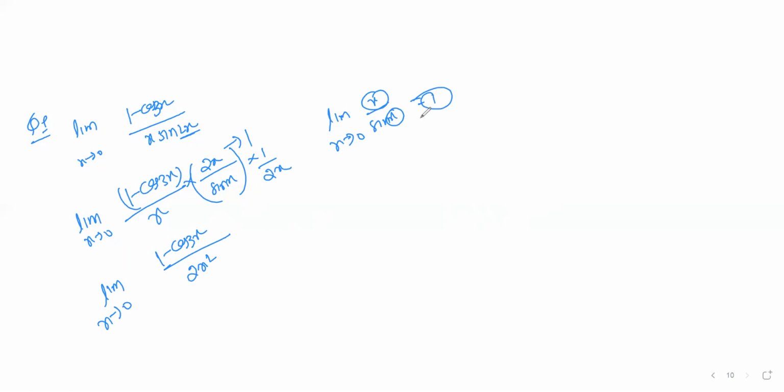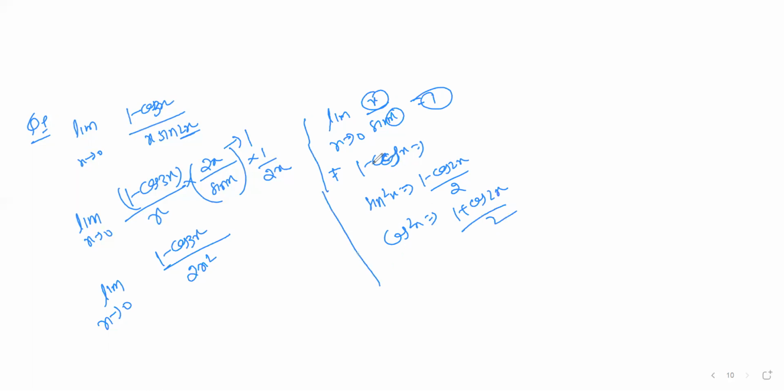So we know one more formula: 1 minus cos x is given as 2 sin square x by 2. We also have the formulas sin square x is given as 1 minus cos 2x divided by 2, or cos square x is given as 1 plus cos 2x by 2. So you can use the same formula here for 1 minus cos 3x.